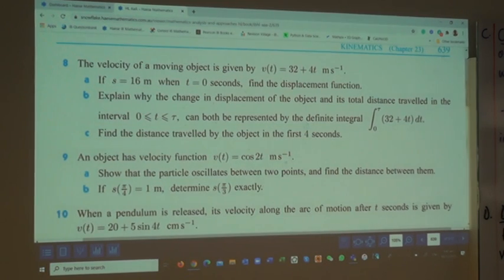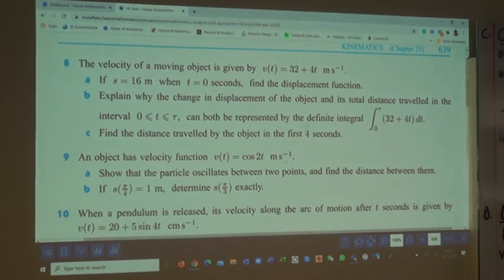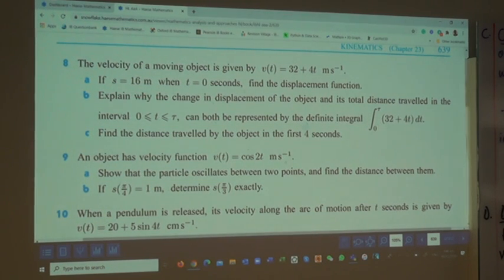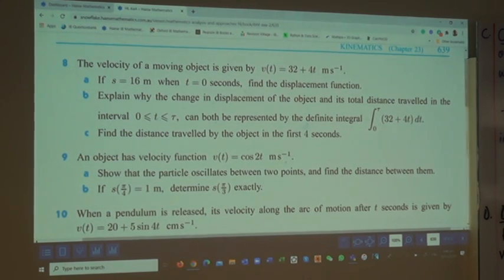The velocity of a moving object is given by that. If s is equal to 16 when t is equal to 0, find the displacement function. Explain why the change in displacement of the object and its total distance traveled in the interval can both be represented by the definite integral. I think that one is easy. Find the total distance. So you can skip the B part, just go straight to C, because that's what we have just talked about. Understand? So just go to 8A and C. And please be fast with that. Talk less, focus more. Thank you.